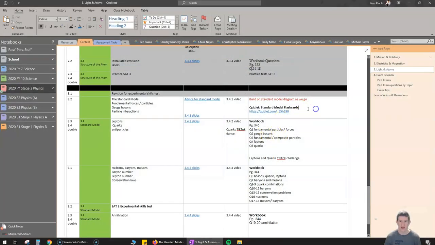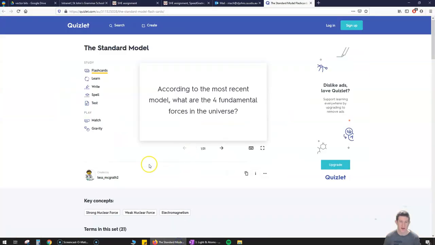So for this lesson, there are no questions, because we've really only touched on the very introductory stuff. So we've talked about these fundamental particles here, the gauge boson and the interactions. One thing you can have a look at, which is a great resource, is a link here for Quizlet flashcards. So that's these things.